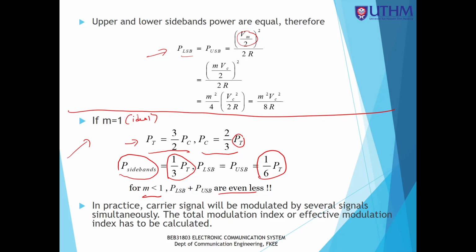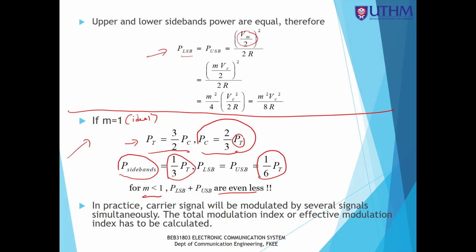And for the carrier, you see that the carrier takes 2/3. The carrier does not carry any information, but it takes a lot of power, which is not good. Ideally, we want the carrier power to be as low as possible.